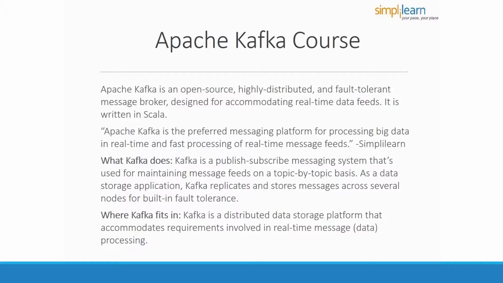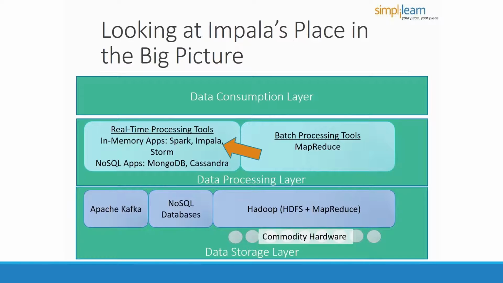What Kafka does: Kafka is a publish-subscribe messaging system that's used for maintaining message feeds on a topic-by-topic basis. As a data storage application, Kafka replicates and stores messages across several nodes for built-in fault tolerance. And where Kafka fits in, it's a distributed data storage platform that accommodates requirements involved in real-time message data processing.